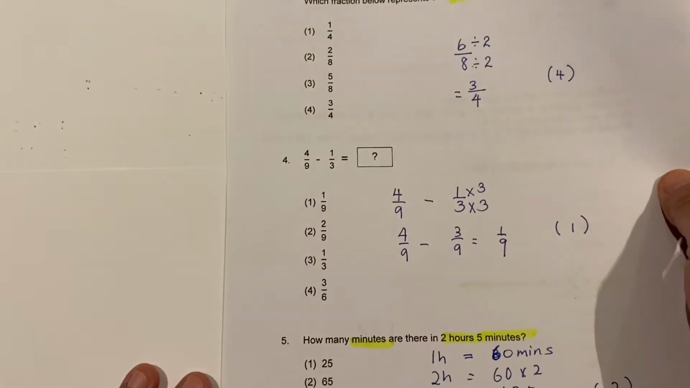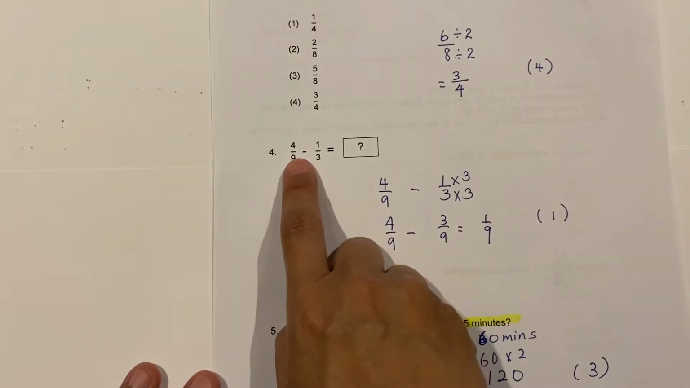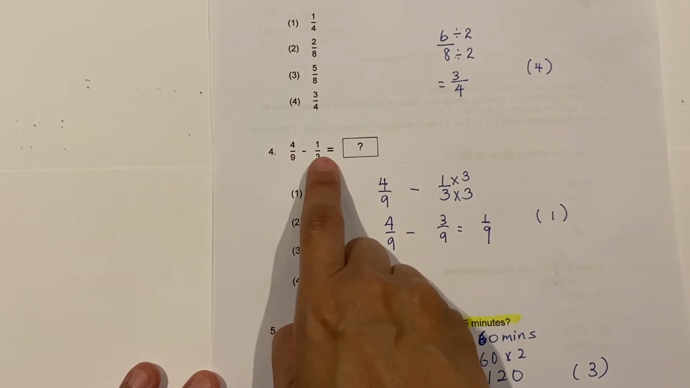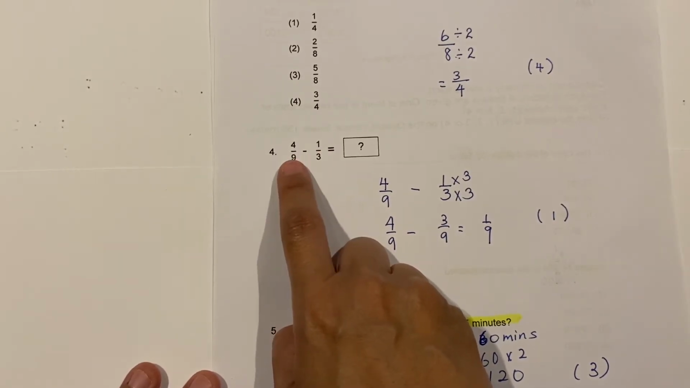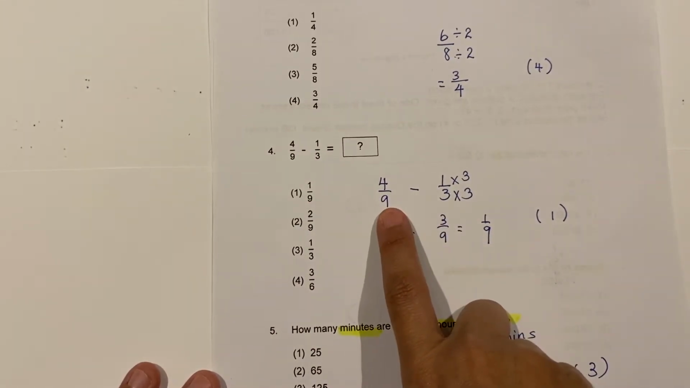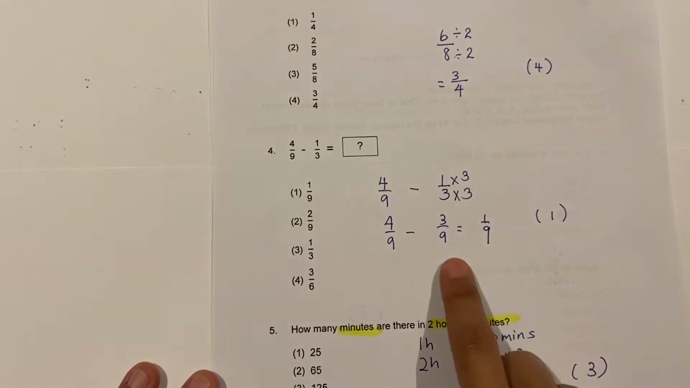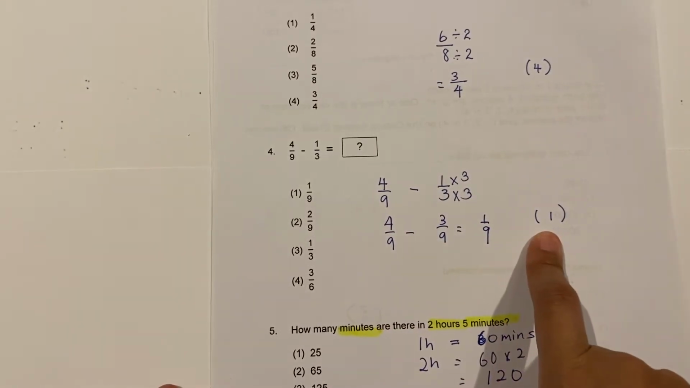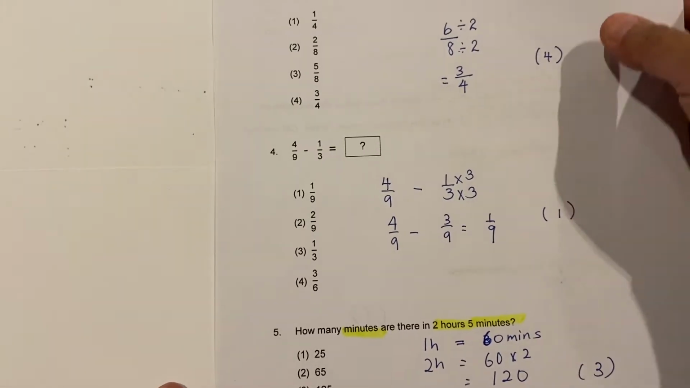Okay, right. Question 4 is 4/9 minus 1/3. Now, they are unlike fractions, meaning the denominators are not the same. So I have to change that 1/3 to ninths. So times 3, times 3. So it gives me 3/9, and 4/9 minus 3/9 gives 1/9. Answer is number 1. Okay, next.